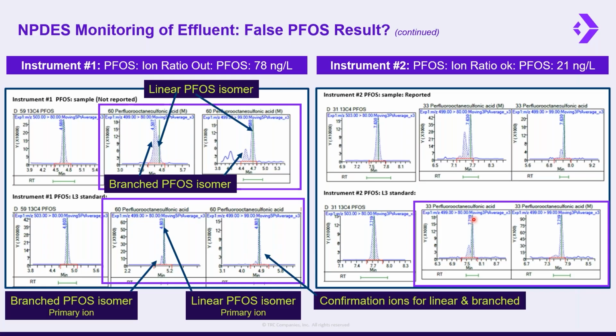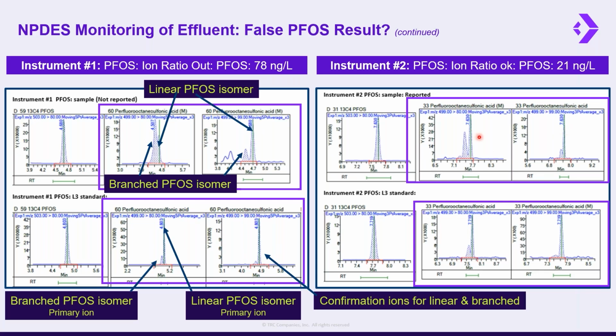Again, we see that strong linear isomer peak and the smaller branched isomer peaks for the primary and conformation ions. And if we look at the analysis of this same extract now on this different instrument, we see a pattern a little more similar to the calibration standard, with the linear isomer now as the predominant peak. And we see this in both the primary and the conformation ion transitions.